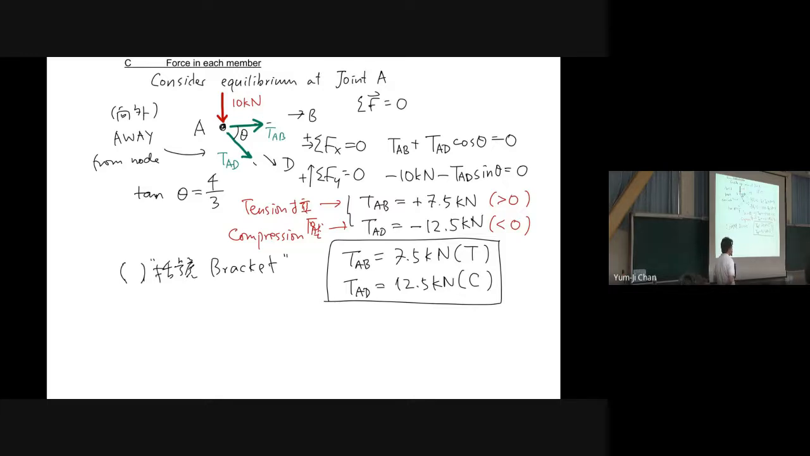Okay. Now, if you get the tension value as larger than 0, then it is in tension. And if you get TAD and we get the value as smaller than 0, it means it's compression.